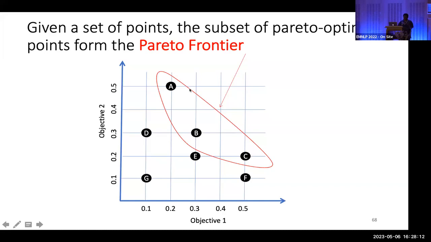Okay, so that's the concept of Pareto optimality, and you can use this when you have multiple objectives. And that's nice because now we have a framework for dealing with multiple objectives.